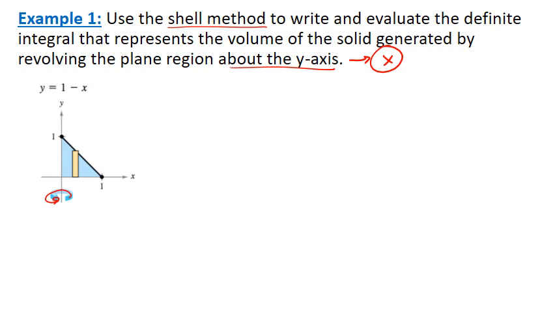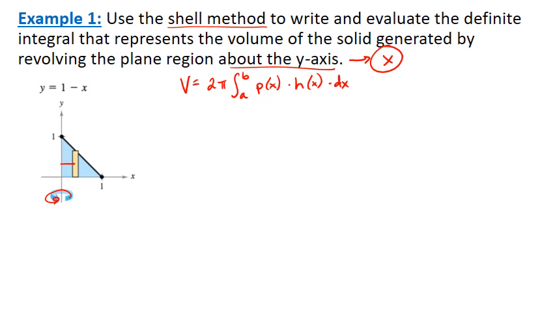Now we need to identify some different parts of our formula. So let's just recall what our formula states. The volume is 2 pi times the integral from a to b of p of x times h of x times dx. So we need to identify p of x. And remember, p of x is the distance from the axis of revolution to the center of our rectangle.